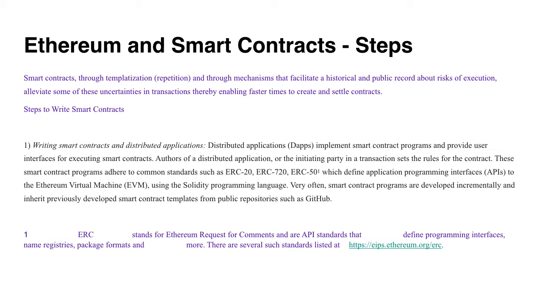Okay, the first step is writing smart contracts and distributed applications. Distributed applications implement smart contract programs and provide user interfaces for executing smart contracts. Authors of a distributed application or the initiating party in a transaction set the rules for the contract. These smart contract programs adhere to common standards such as ERC20, ERC720, ERC50, which define application programming interfaces to the Ethereum virtual machine using the Solidity programming language. Very often, smart contract programs are developed incrementally and inherit previously developed smart contract templates from public repositories such as GitHub.